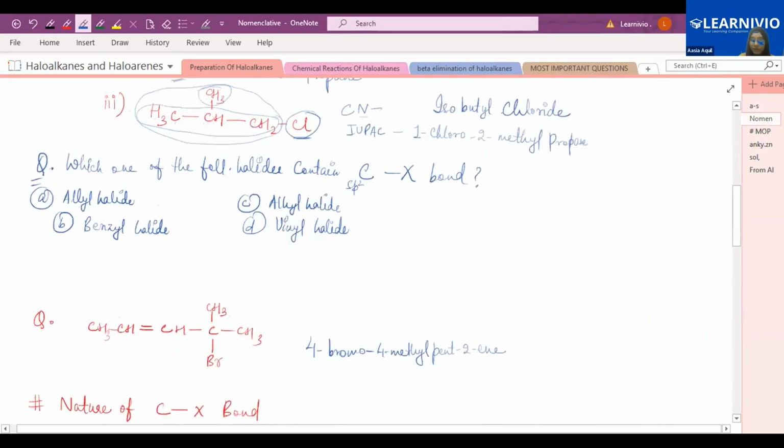the fourth option, vinylic halide. In vinylic halide, what happens? In the vinylic type of halide, basically the halogen group is attached directly to the sp2 hybridized carbon. So that's why vinylic halide is the correct option. In the alkyl halide, allyl halide, and benzyl halide, in all the three types, the halogen is attached to the sp3 hybridized carbon, not to the sp2 hybridized carbon. So just remember this.